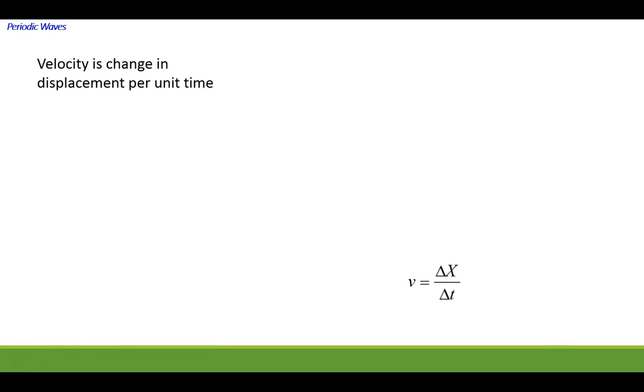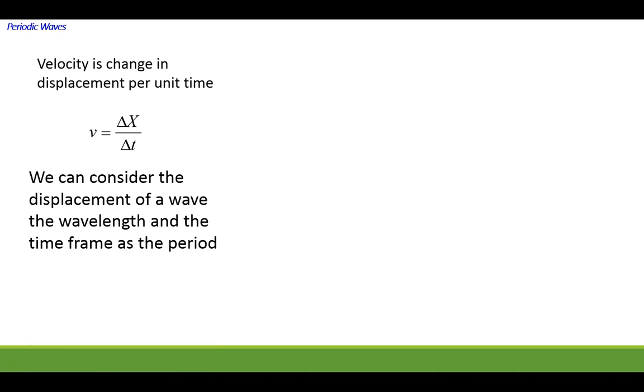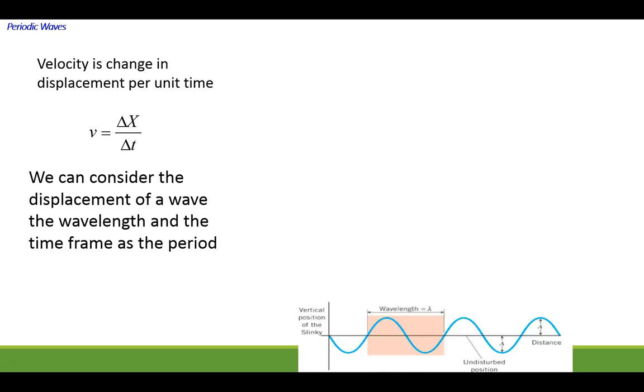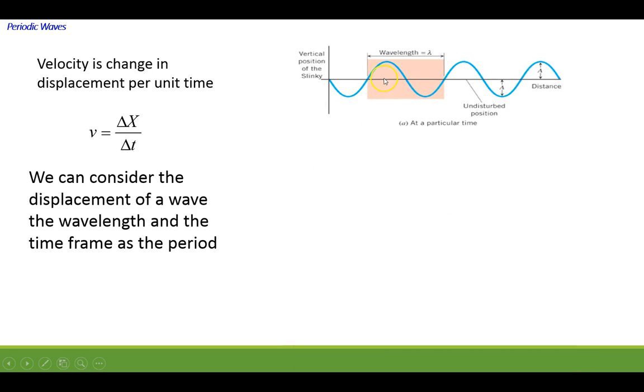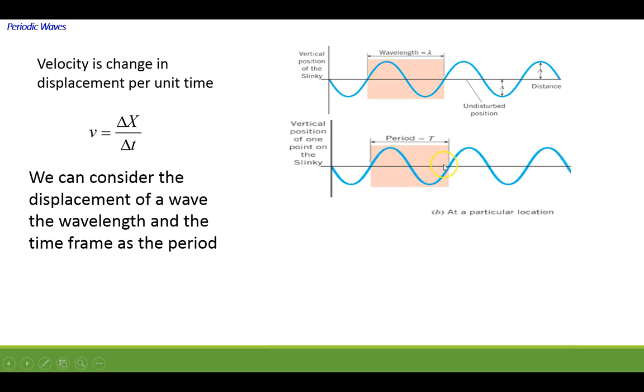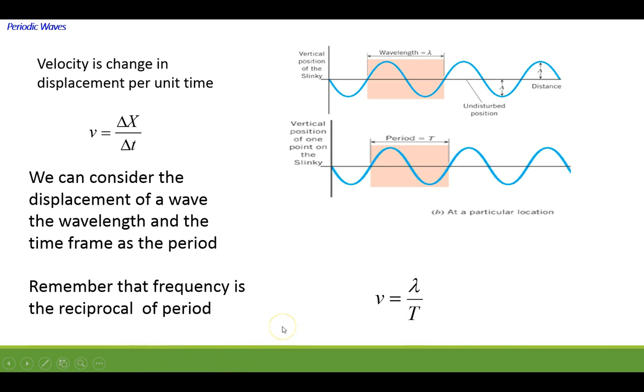Alright, so let's talk about the velocity of a wave. Well, we know that velocity is just basically displacement over time. So with a wave, what can we think of as the displacement? Well, obviously the wavelength, because it's the distance of one cycle. And what can we think of as a unit of time? Well, the period. So therefore, we have the equation that velocity is equal to the distance over the time, or the wavelength over the period. And remember that frequency and period are reciprocals of each other, so we can also write the formula in this fashion.